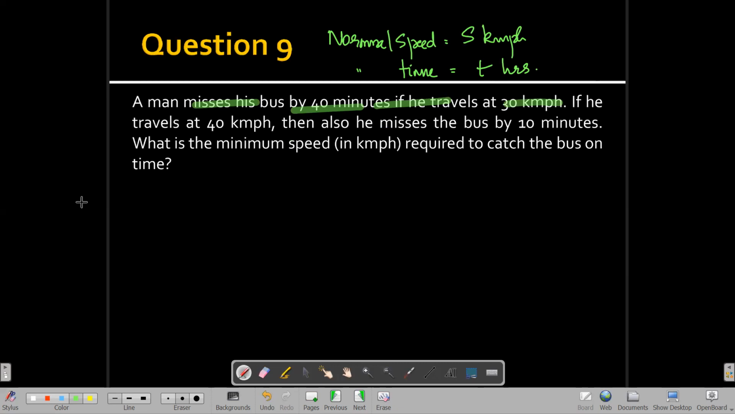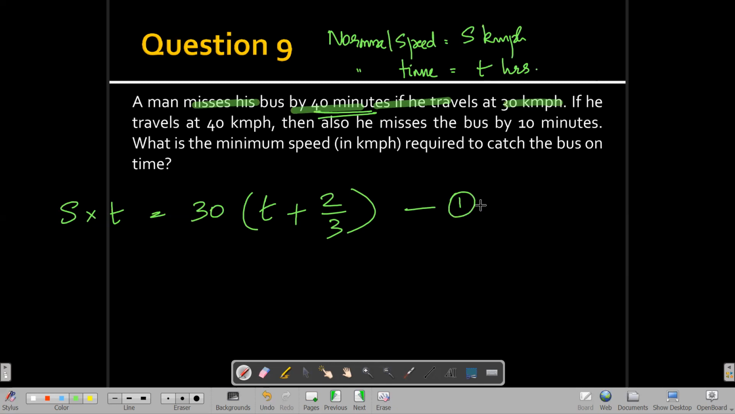So by considering the first case, s into t, that is the normal speed into normal time, is the distance. It is equal to the speed, 30 kilometers per hour. He is missing the bus by 40 minutes, which means he is taking more time to reach the bus stop. So the time corresponds to t plus 40 minutes, which is nothing but 2/3 of an hour. So s into t is equal to 30 into t plus 2 by 3. Let me call this the first equation.